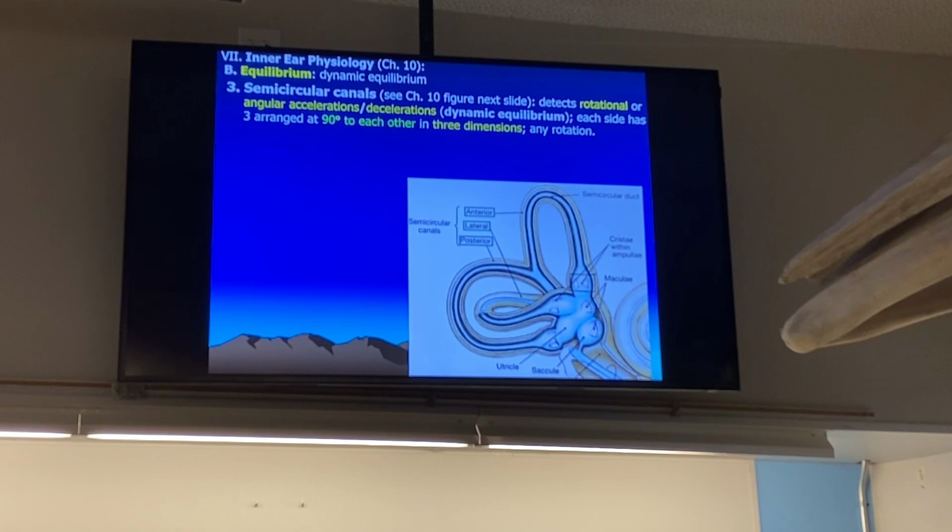It's about turning. Again, each side has 3 semicircular canals. They are arranged 90 degrees to each other in 3 dimensions, so that way your brain can get information of any gyroscopic rotation in any gyroscopic plane. Everybody got it? Do you understand what that means?